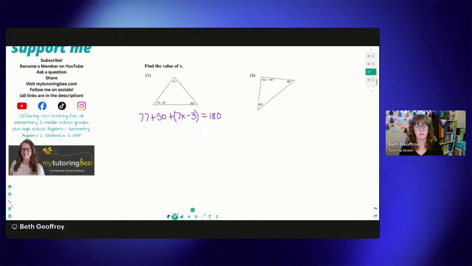If we had a subtraction out here, we would want to distribute, but that's not really going to happen in this case when you're just adding up all of your angles.